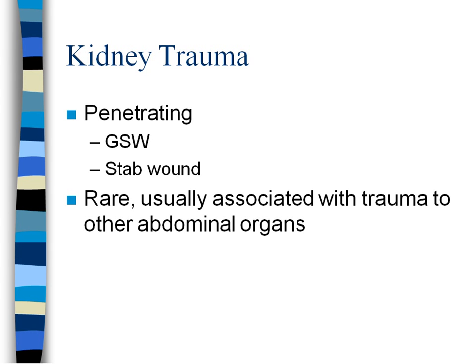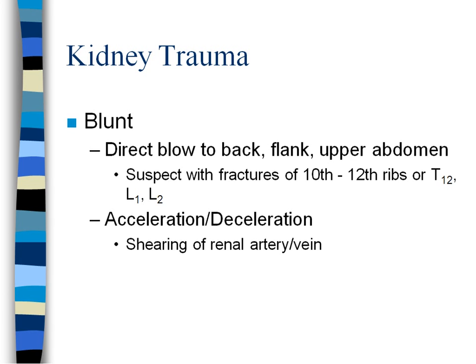Gunshot wound. So penetrating trauma, often GSW and stab wounds. Okay? So blunt would be a direct blow to the back, flank, or upper abdomen. Anytime you're suspecting a lower thoracic or lumbar spinal injury, or fractures of the 10th and 12th rib, you need to be thinking kidney involvement. Okay? Acceleration and deceleration, you can have that shearing of the renal arteries or veins.